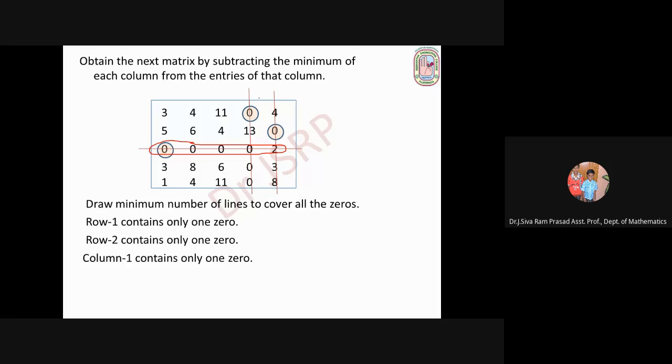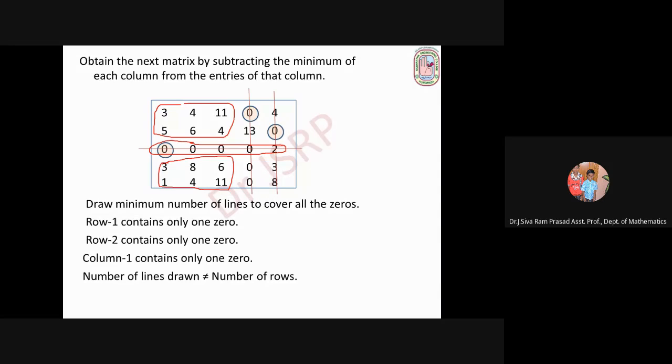Now observe all zeros are covered by lines. There is no zero in these entries, in these uncovered entries. These are called uncovered entries. Okay, right. So all zeros are covered by lines. Then we have to go to the next step.